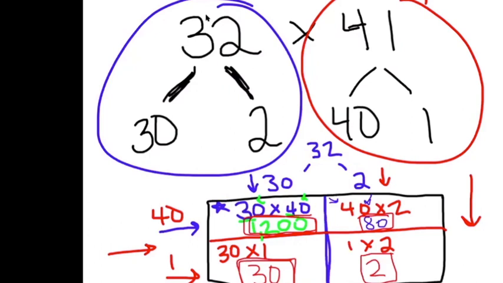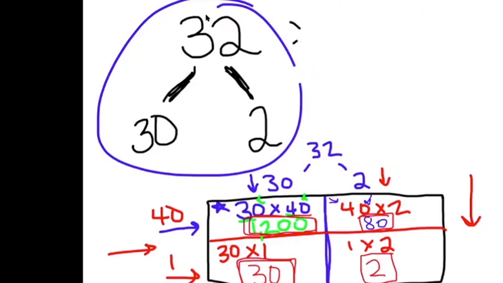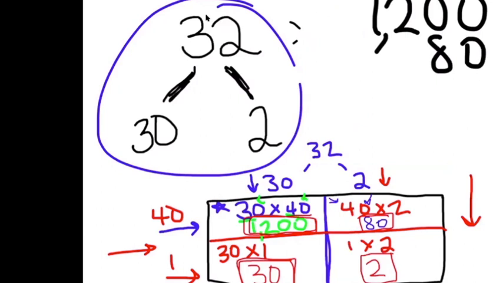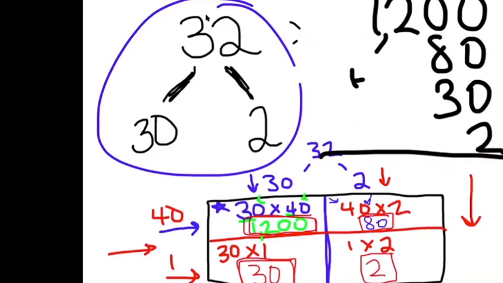Bella. You're gonna add them. You're gonna add them up. So I have 1,200. I have 80. I have 30. And I have 2. And I'm gonna add these all up. Okay. So over here in my ones place, I have 0 plus 0 plus 0 plus 2. Show me with your fingers, what is my total?